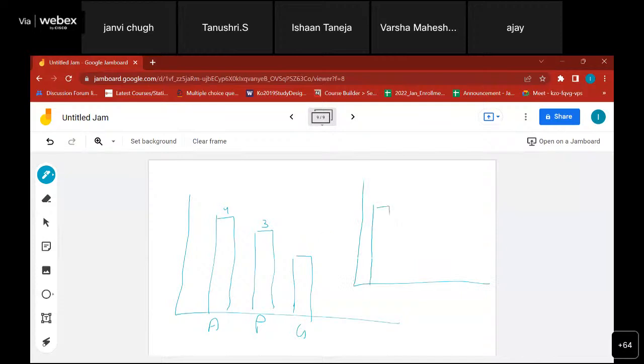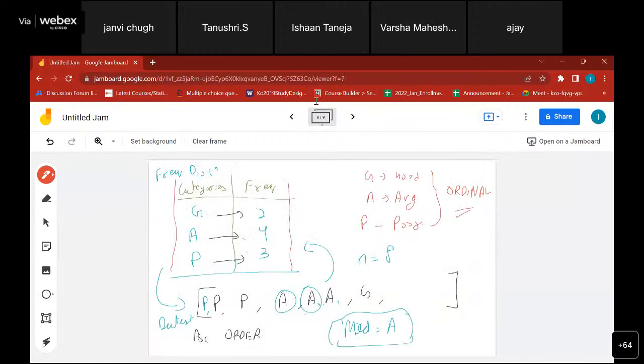Let's say poor will come first, then average, and then good. So it's a bar chart, not a Pareto chart. This one is Pareto. Pareto is related to ordering by frequency size. When we arrange by frequencies, the order of categories is not preserved. That's why for ordinal data we don't plot a Pareto chart. We avoid it. A bar chart is better.